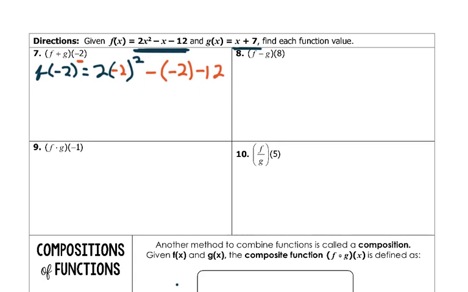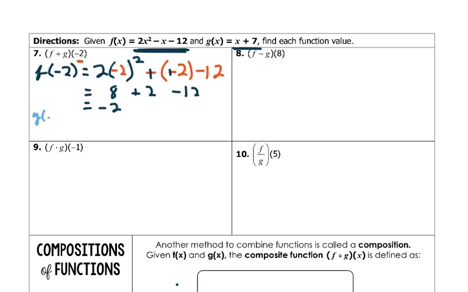When we solve for this, negative 2 squared is 4. 4 times 2 is 8. Plus 2, minus 12. Again, the negative right here just becomes plus 2. Then we add those together, and we end up getting 8 plus 2 minus 12, which is negative 2 there. So f of negative 2 equals negative 2. Remember that number. Now we have to do g of negative 2.